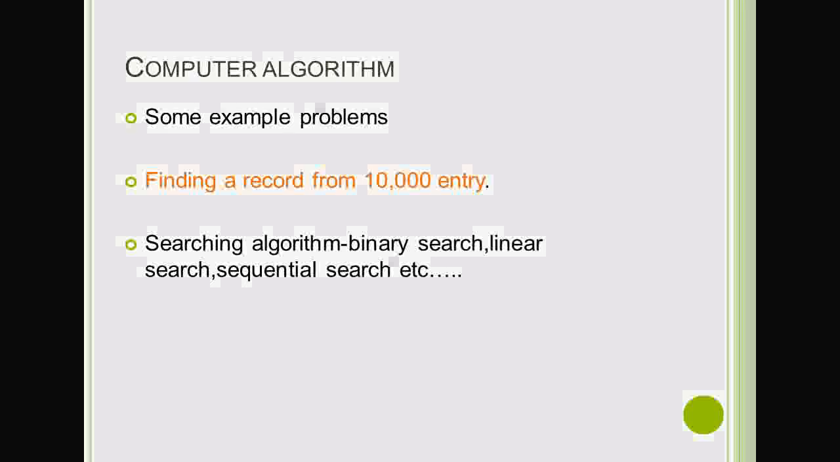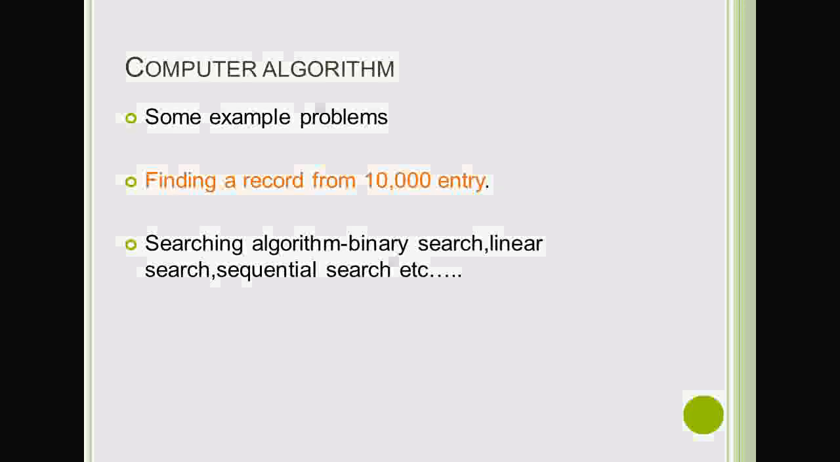Now, from the simple example to a more complex, real-time computer science problem, we take an example. That is finding a record from 1000 entries. The 1000 records are available in the database, and you are asked to pick up one record separately. For that, a lot of algorithms, otherwise called step-by-step procedures, are available. For example, binary search, linear search, sequential search, etc. These are examples of computer algorithms.